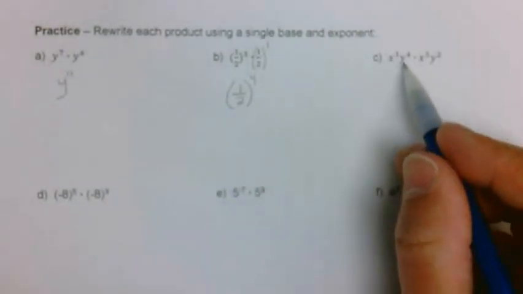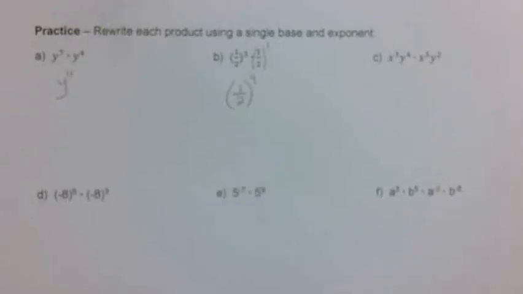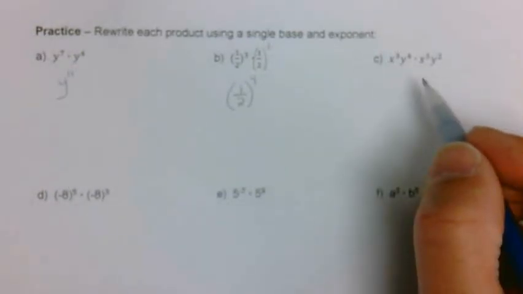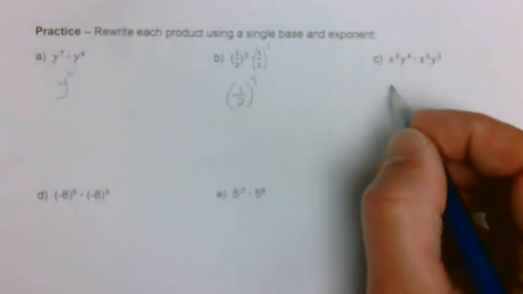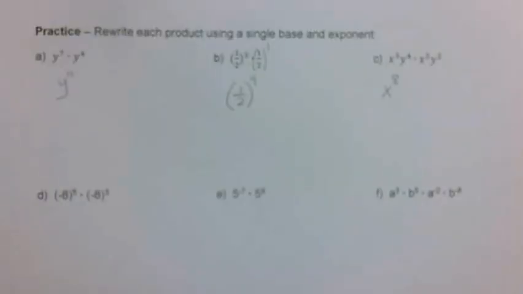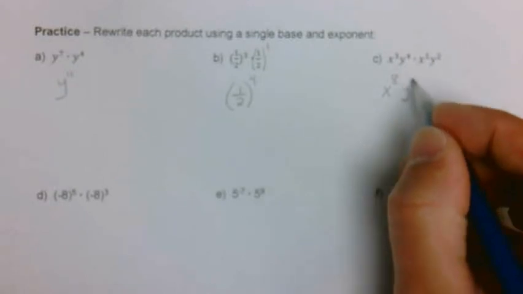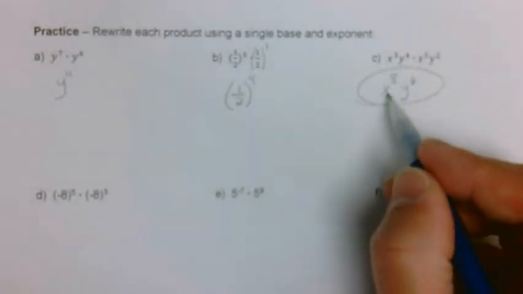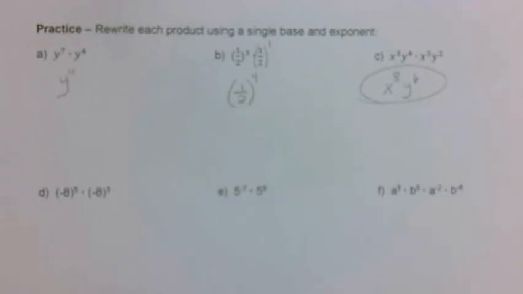x to the third times y to the fourth times x to the fifth times y to the second. Well, remember, we're only going to work with the ones that have the same base. So we're going to have x to the third times x to the fifth. That's going to be x to the eighth power. And y to the fourth times y to the second is going to be y to the sixth power. So we get x to the eighth times y to the sixth as our answer.